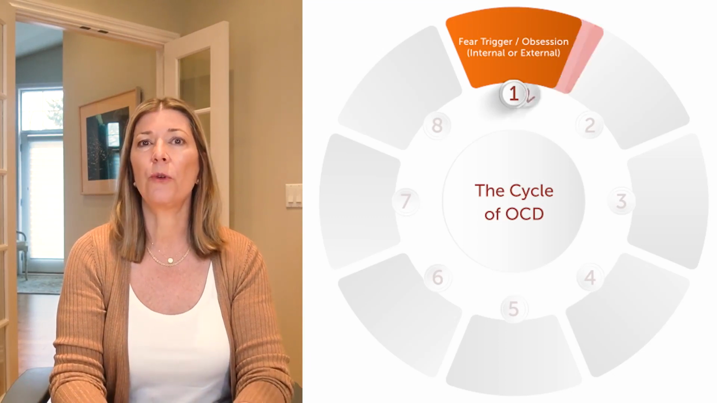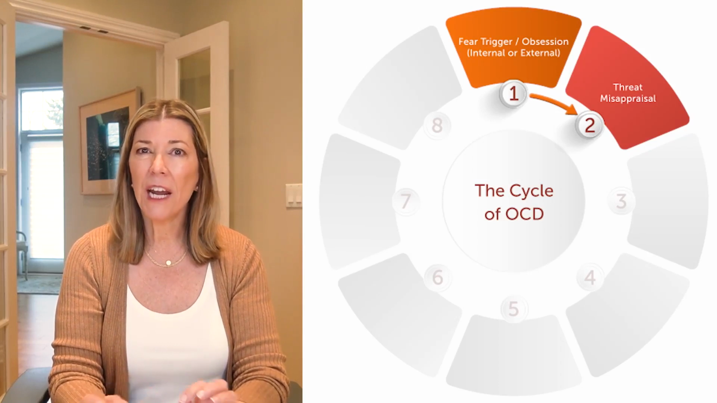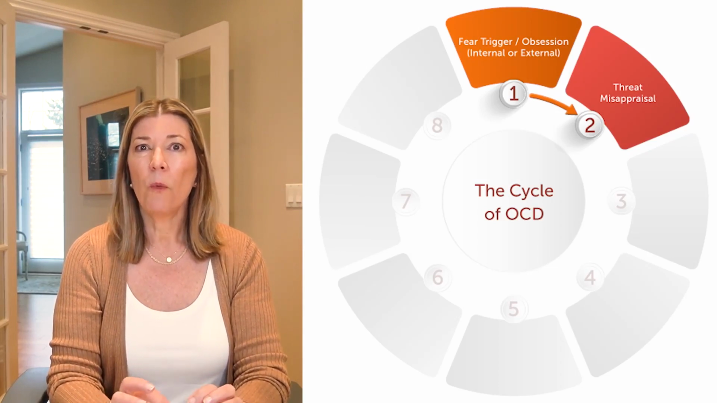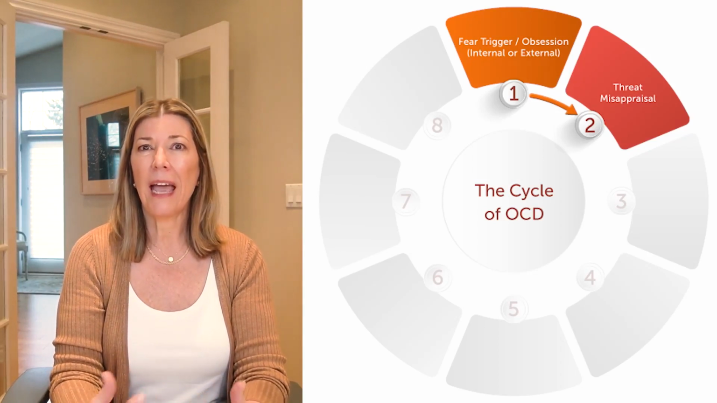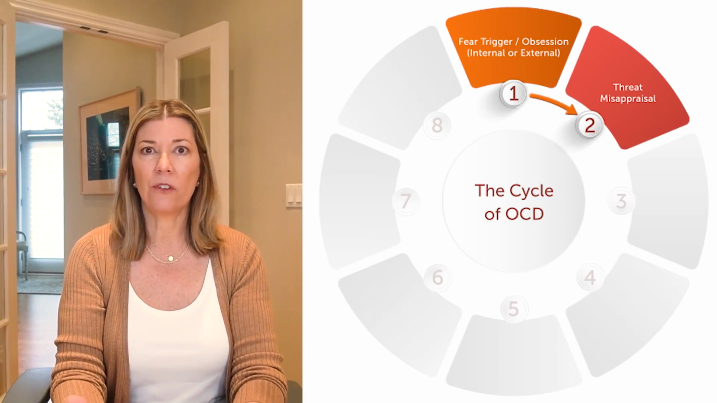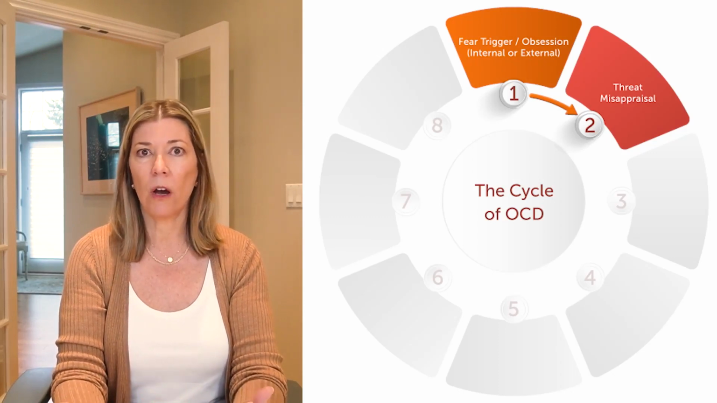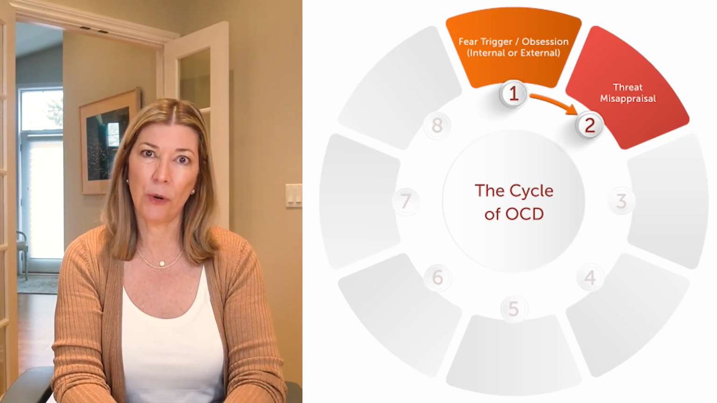Then at number 2, there's a mental misappraisal. This is a mental error that occurs. We call that a threat misappraisal. It's a misjudgment, and it happens almost automatically, and your brain tells you something's bad, something's dangerous, something's harmful or wrong. And this is where that meaning and significance gets attached to the trigger.